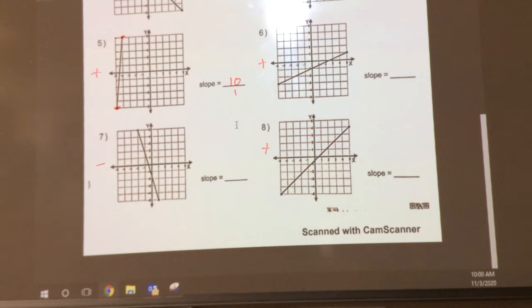So you go down and then over? Well, rise means up or down. Run means over. So you do rise and then run. Yep. Rise over run.